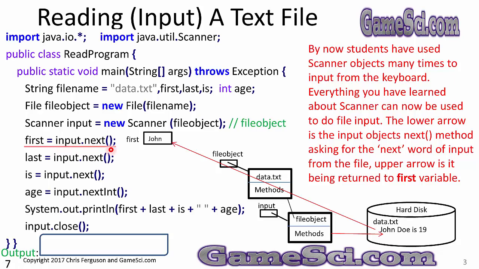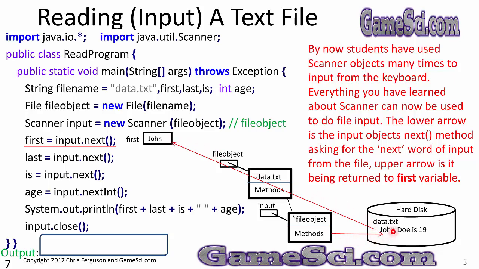First equals input.next. By now, students have used Scanner objects many times to input data from the keyboard. Everything you ever learned about Scanner can now be used to do file input. The lower arrow is the input object's next method. The input object is calling the next method, asking for the next word of input from the file. This John right here. The upper arrow is John being returned to the first variable.